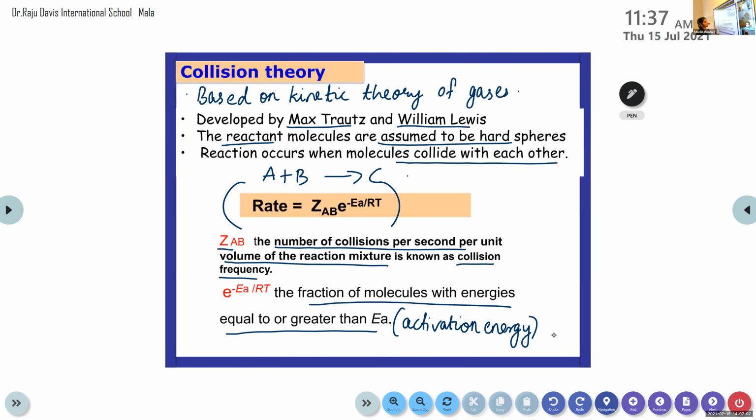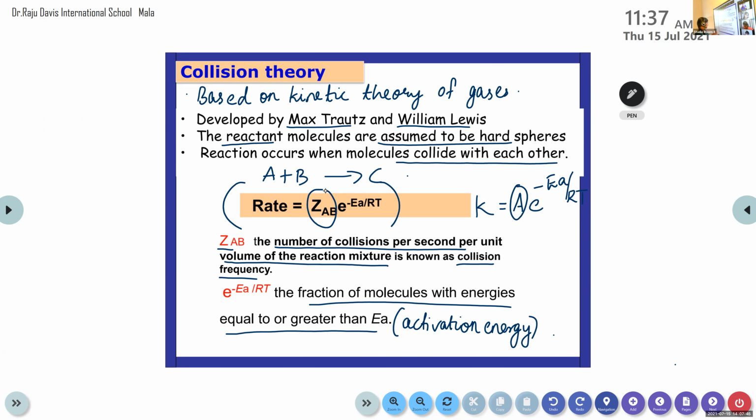Can you tell me the Arrhenius equation now? Punya, can you tell me? K is equal to A raised to minus EA by RT. Yes. So we can equate this A with ZAB, right? We can compare both this exponential factor A and this collision frequency.